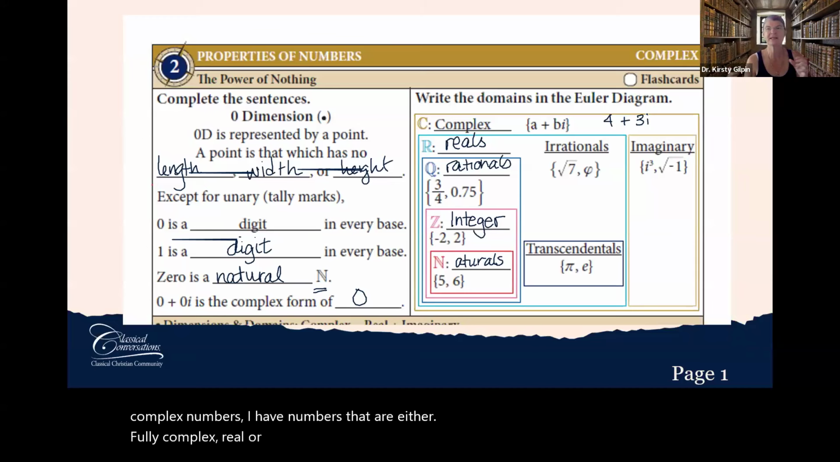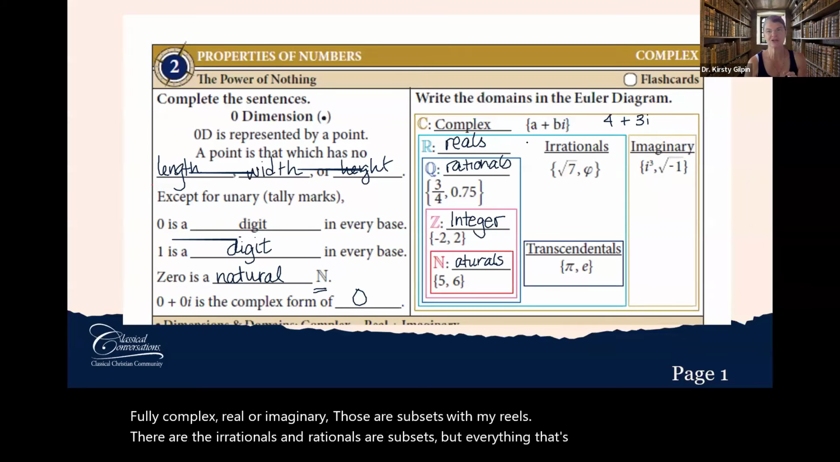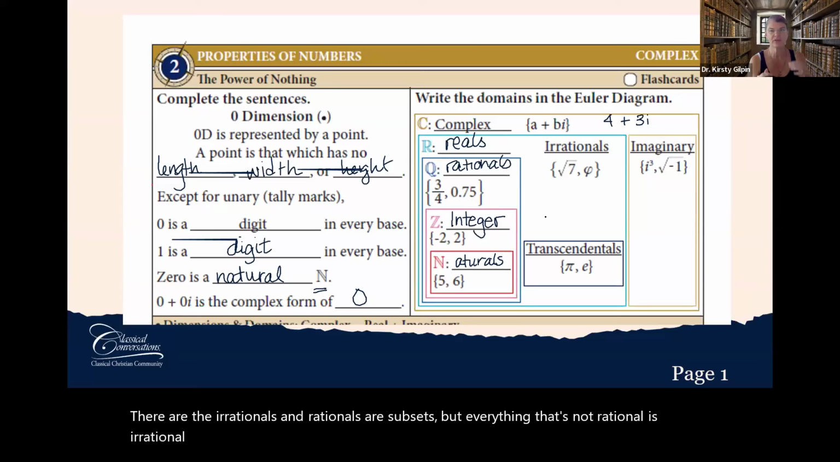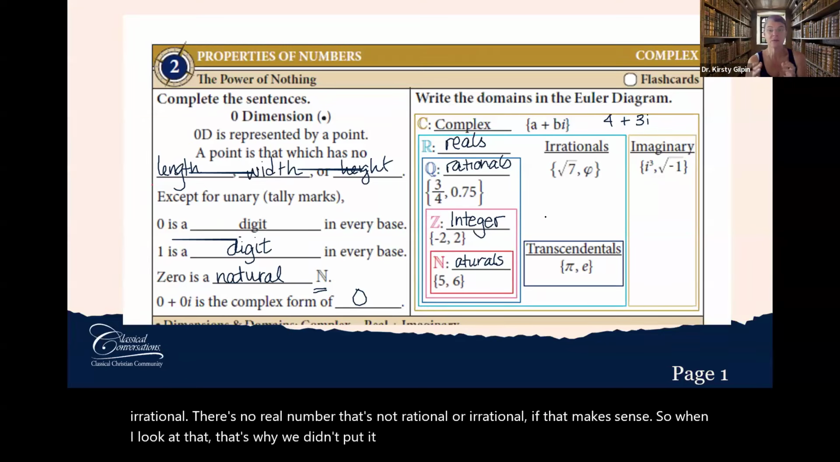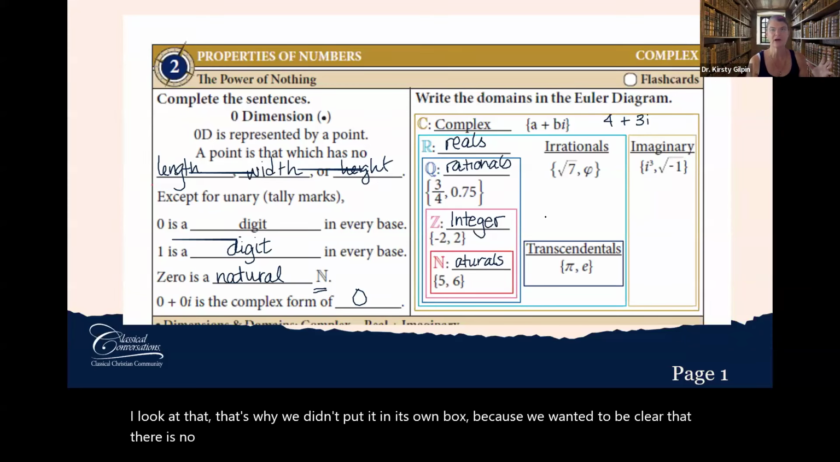Those are subsets. With my reals, the irrationals and rationals are subsets, but everything that's not rational is irrational. There's no real number that's neither rational nor irrational, if that makes sense. So when I look at that, that's why we didn't put it in its own box, because we wanted to be clear that there is no other kind of real number. It's either irrational or it's rational.